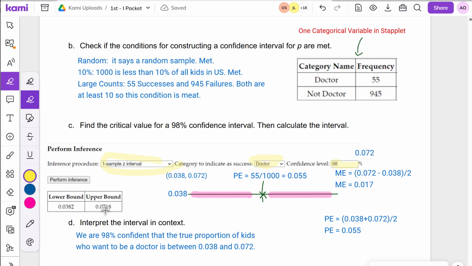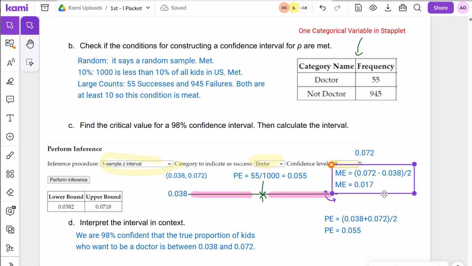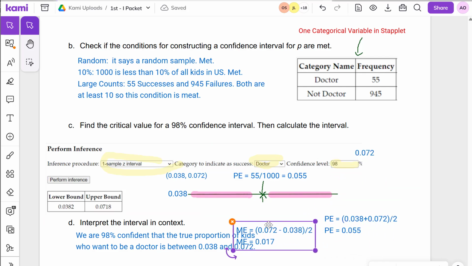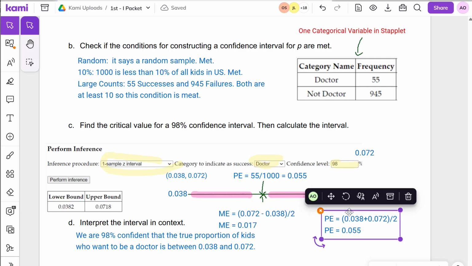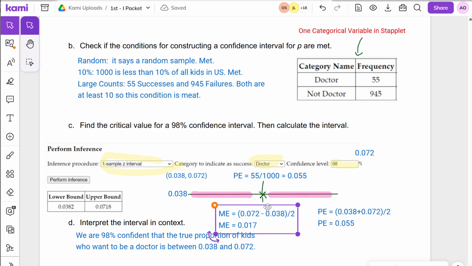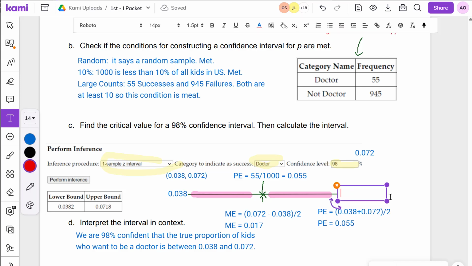So what does that look like? So here I have a drawing. It shows our point estimate is 0.055, right? And our margin of error, if you calculate it by hand, which I'm doing, right? Oh, well, actually, Stapplet just gives you the lower and the upper, right? So there we go. We can actually calculate the margin of error. The margin of error is just the difference between two sides. Let me go ahead and add the other numbers so this all makes more sense. 0.072. So there's your margin of error, right?